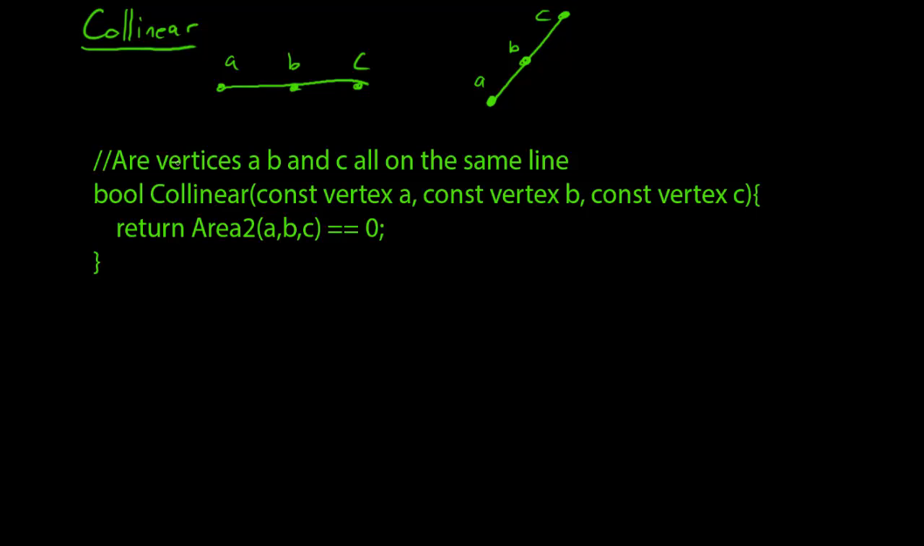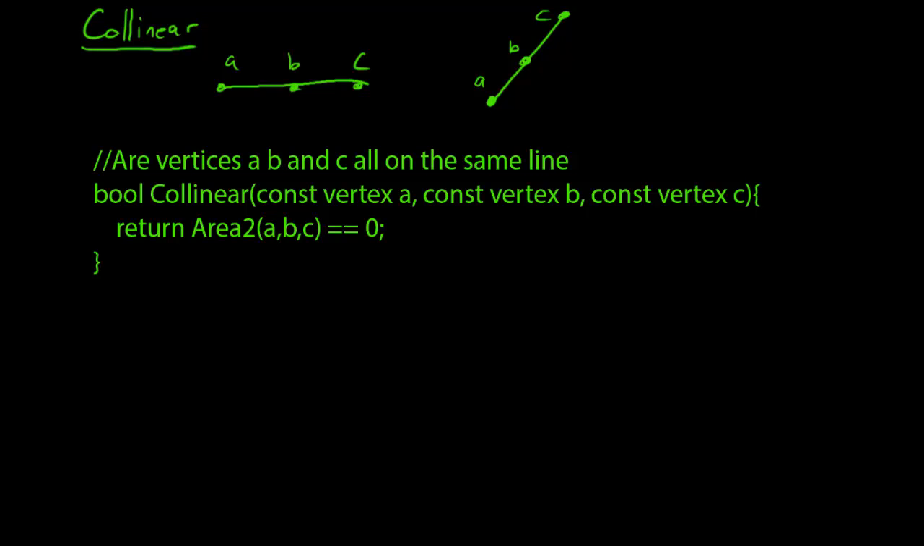So there's our function, collinear. Again, we take in 3 vertices, A, B, and C. We run it against area 2, the same function from the previous video. And if it returns only 0, then we know that all 3 points are directly lined up with each other. They are collinear points, and we get a nice true from the collinear function. Otherwise, we get false. Nice, simple function.